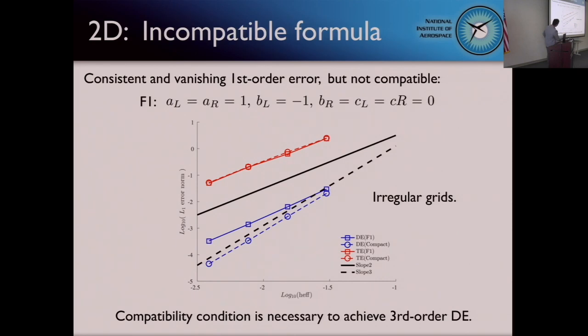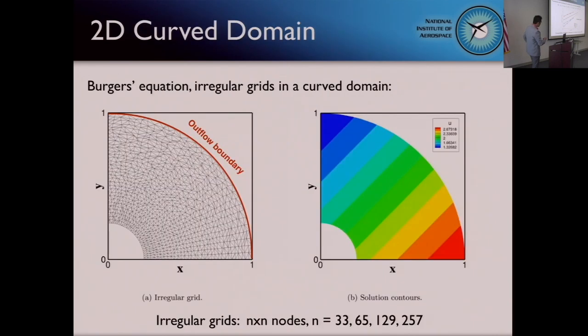This is a comparison between F1, this incompatible formula, and the compact formula. So both have second-order truncation error, but this is a discretization error, a blue one. This incompatible formula cannot achieve third-order accuracy in the solution. So the compatibility condition is necessary to achieve third-order discretization errors.